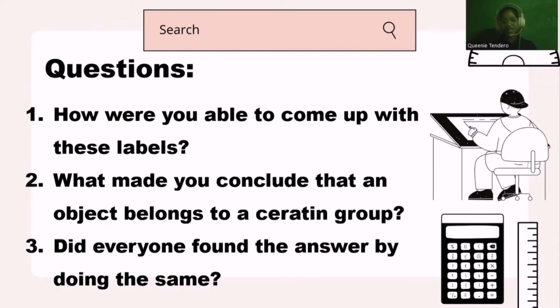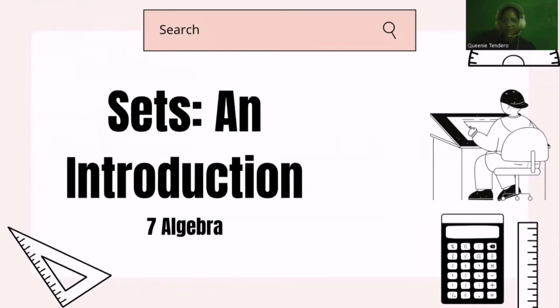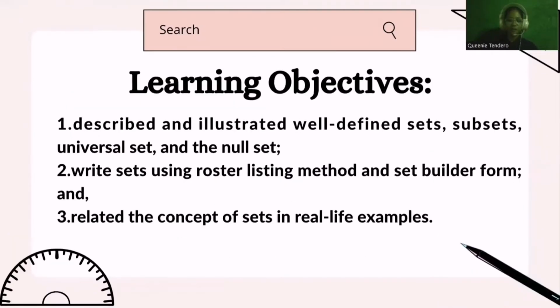In our activity, we learned about sets and how to identify sets. In this topic, we will be learning how to describe and illustrate well-defined sets, subsets, universal set, and the null set. We will also learn how to write sets using the roster or listing method and set builder form. And lastly, we will learn how to relate the concepts of sets to real-life examples.